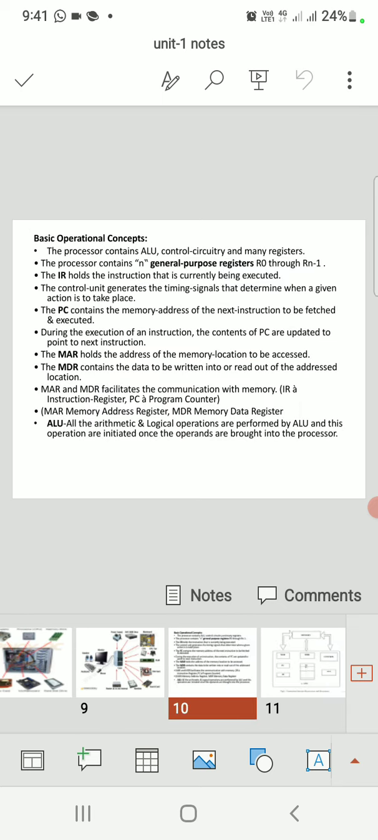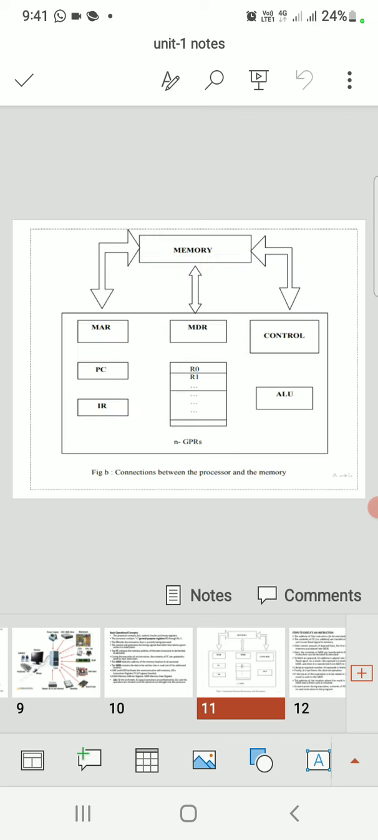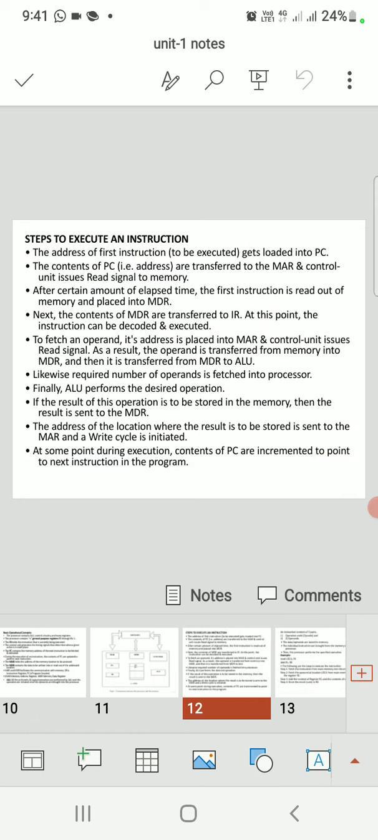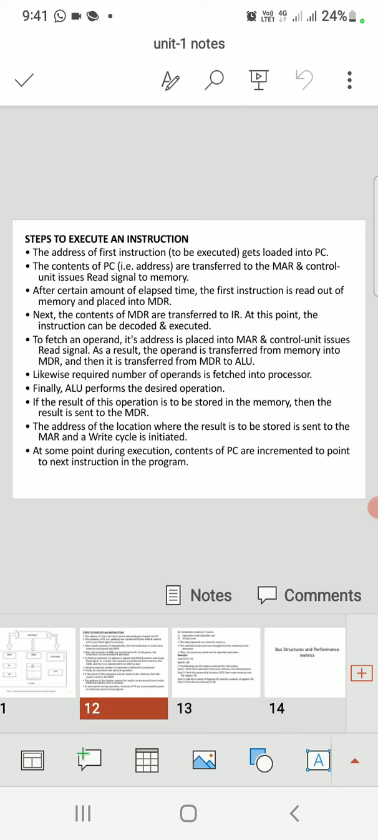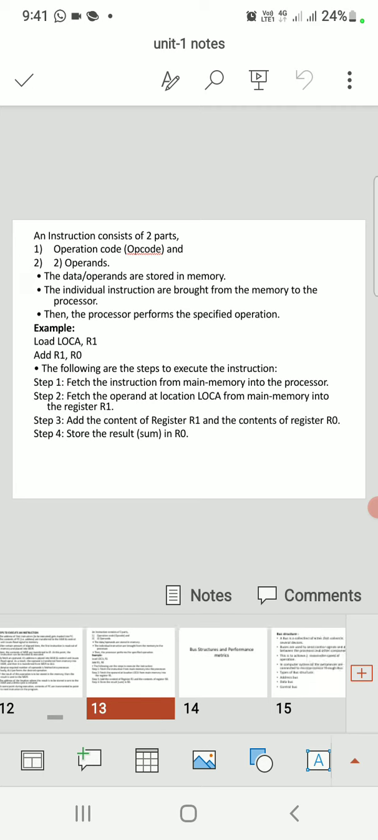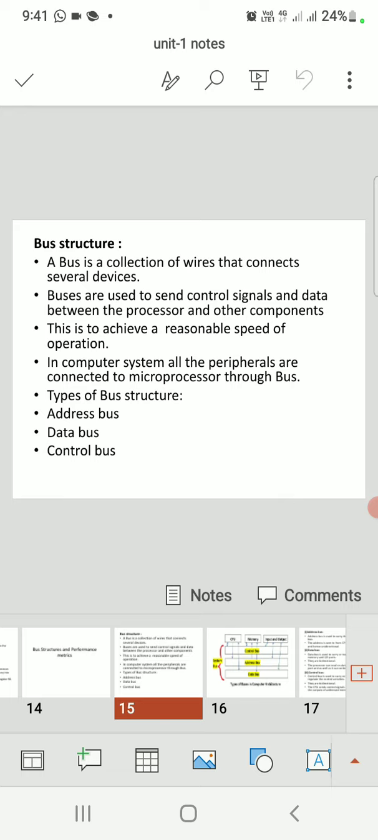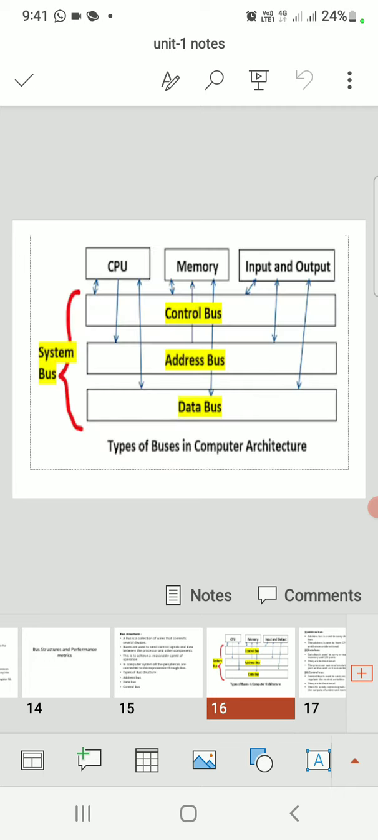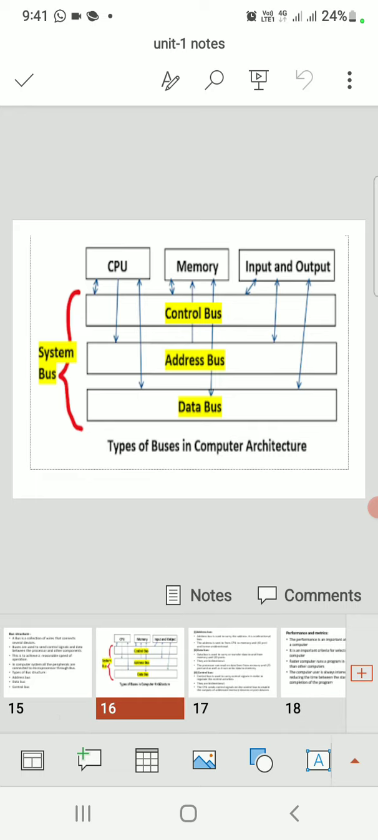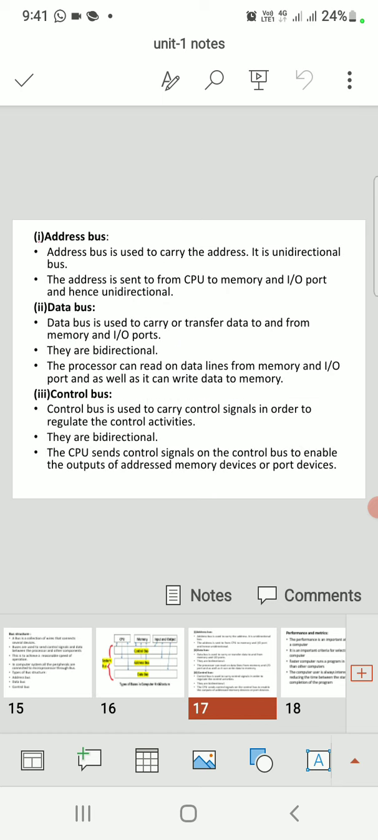So the third topic of unit number 2 is called basic operational units. This is the diagram. Memory, MAR and MDR, PC and IR, program counter and instruction registers are used. These are the explanation steps. Some opcodes and operands are used. Bus structures: a bus is a collection of wires that connect several devices. Data bus, address bus and control bus. This is the diagram of CPU, memory, control bus, data bus and address bus. The whole system is called the system bus. These are the explanations of each and every bus.